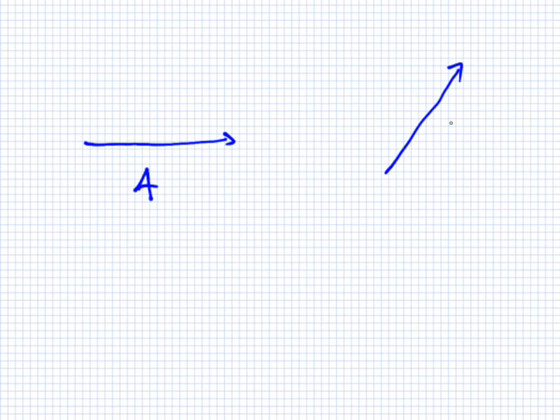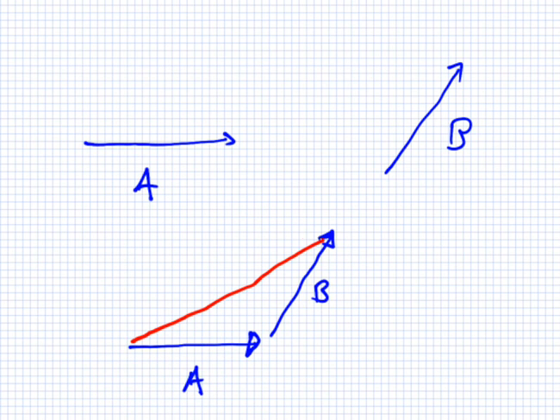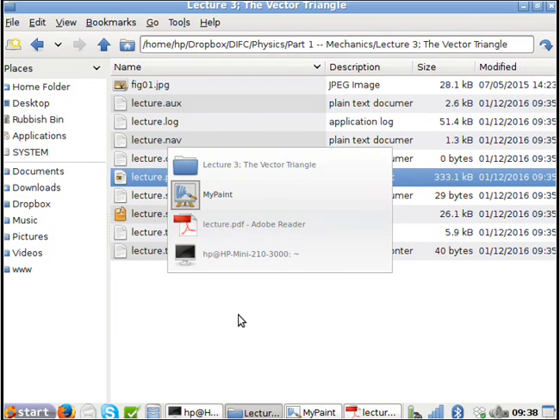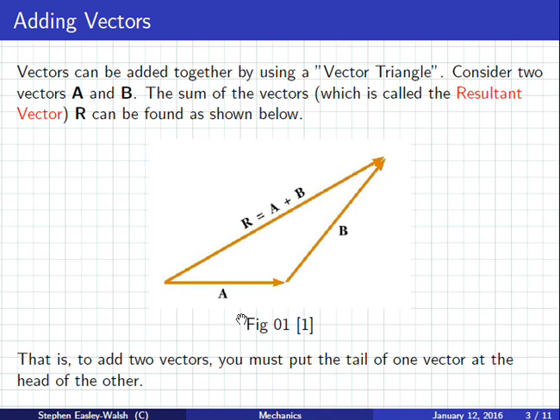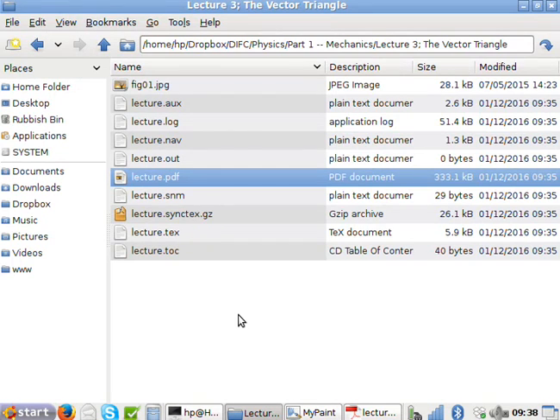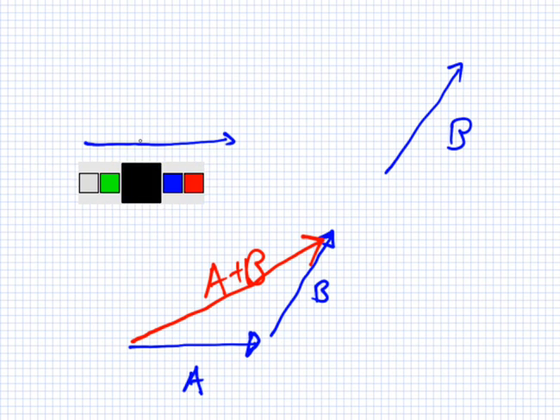So for example, just very quickly, here is vector A, and then let's say here is vector B. If I want to add them together, I put the tail of B at the head of A, and then from tail to head, that's A plus B, that vector there. So that's the vector triangle, straightforward I think. So to add two vectors, you must put the tail of one vector at the head of the other.